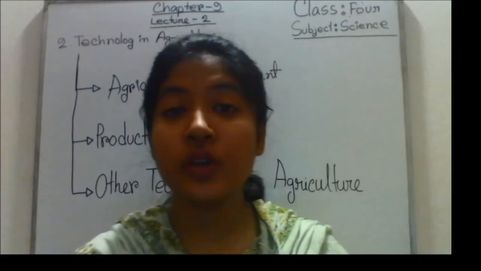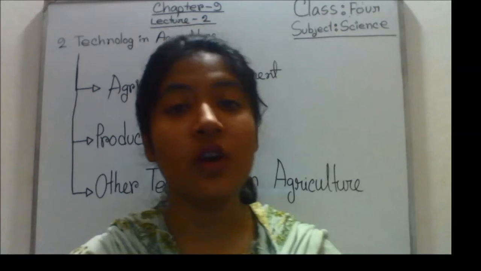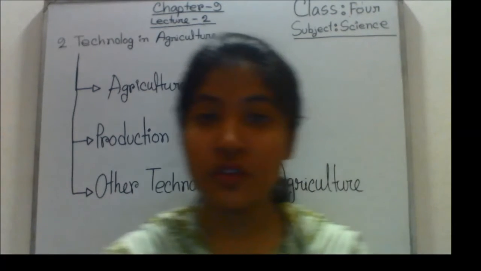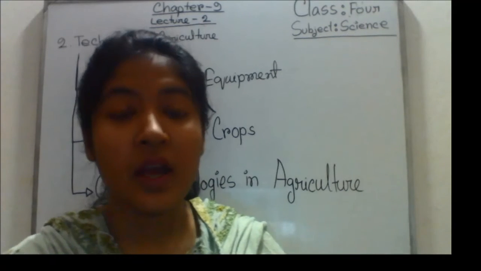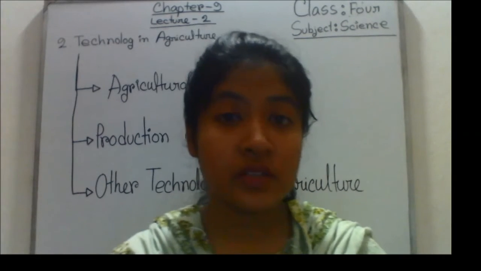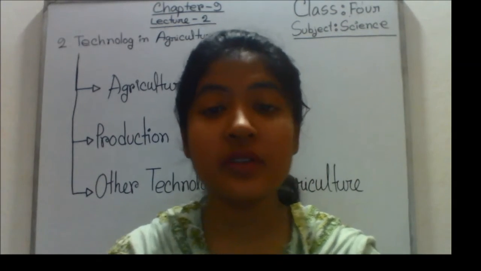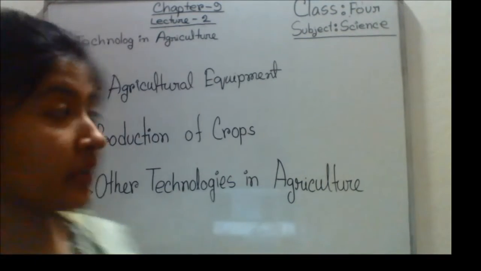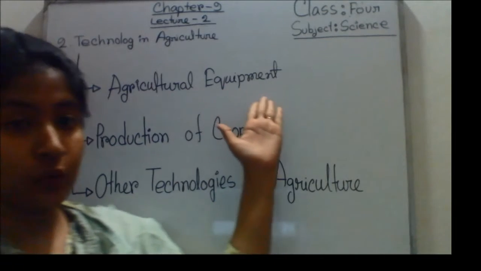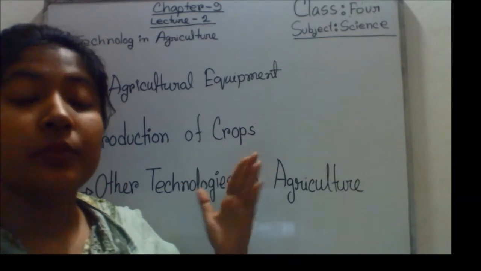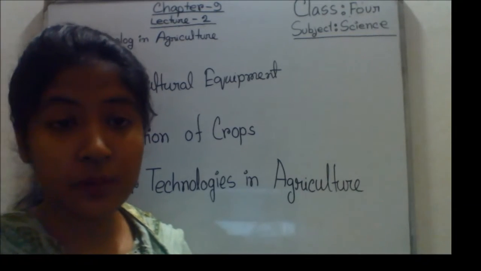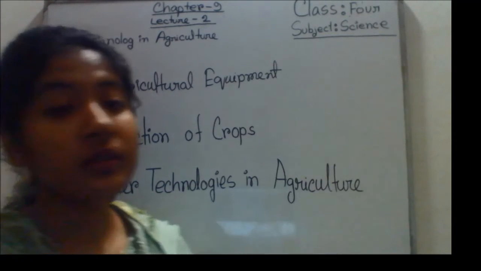Today we are going to start our second lecture on chapter 9. Our today's topic is technology in agriculture. We basically use our technology in three different sectors of our agriculture. Our first sector is agricultural equipment. We invent different types of agricultural equipment with the help of our modern technology.